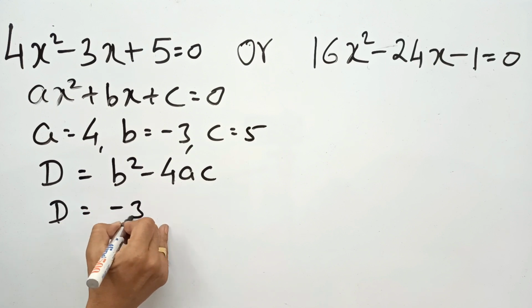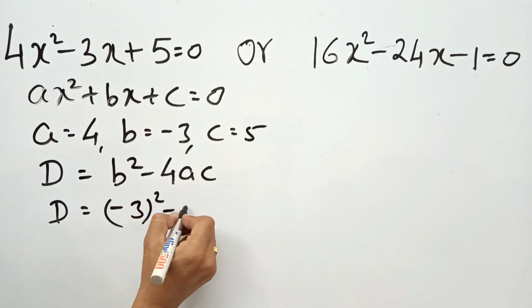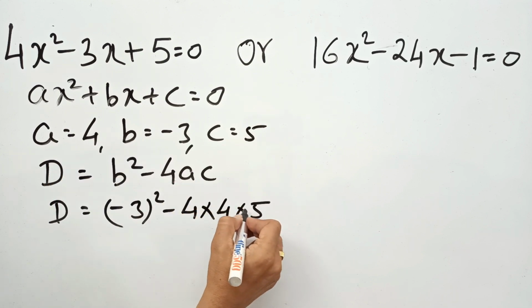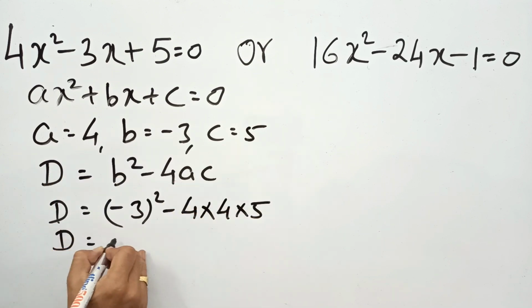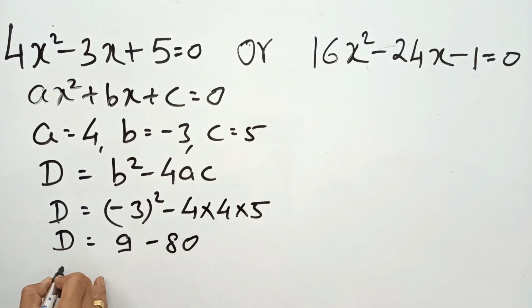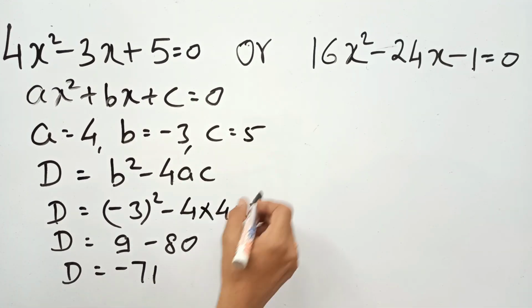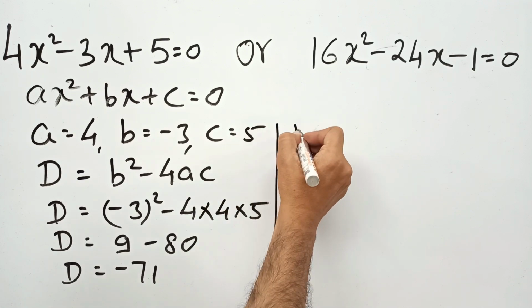b square means (-3) square, minus 4a into c. D is equal to -71. D is negative, it means D is less than 0.